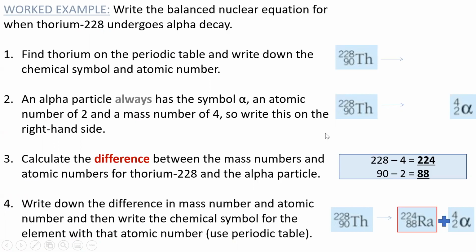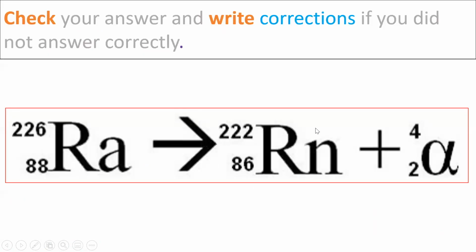So you go step by step for alpha. This is another example of alpha. This is a very common one, radium to radon, because of lots of rocks. Radon's a gas, clearly. You can see 226 has gone down by 4. That's where it's gone into the alpha particle. 88 is going down to 86, so it's 2. Okay, so it all balances.